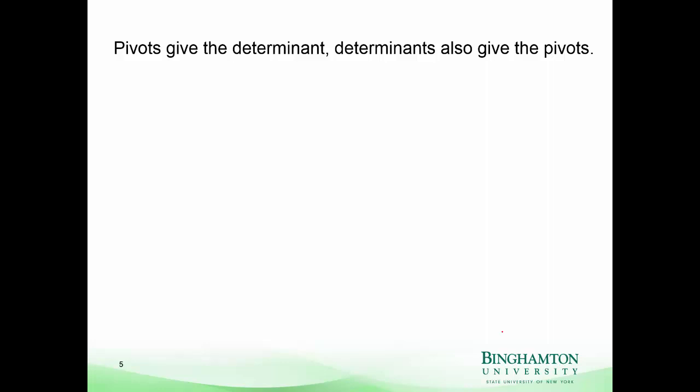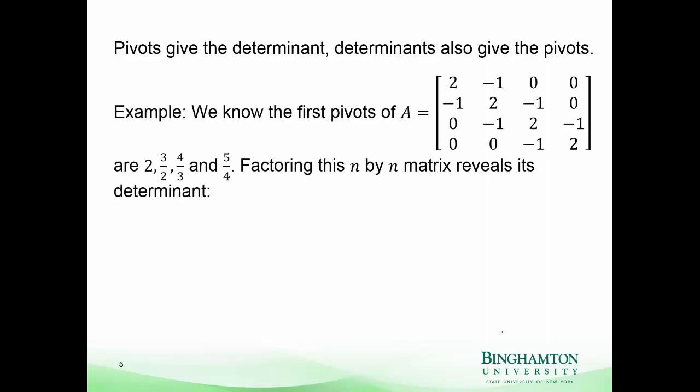So we've just seen that the pivots give the determinant, but the determinants can also be used to find the pivots. So that's kind of an interesting backwards version of this, and we'll illustrate this here and motivate this with our beloved matrix with 2 down the diagonal and -1 down the minor diagonals.